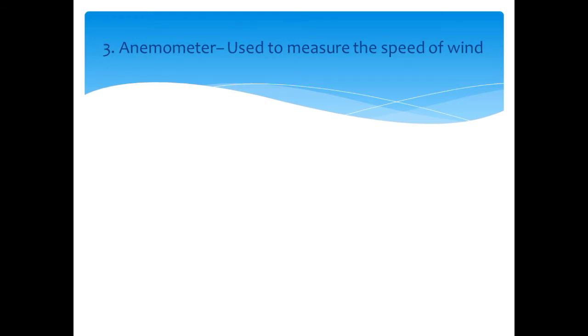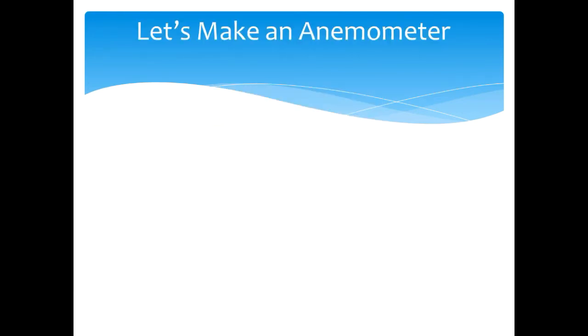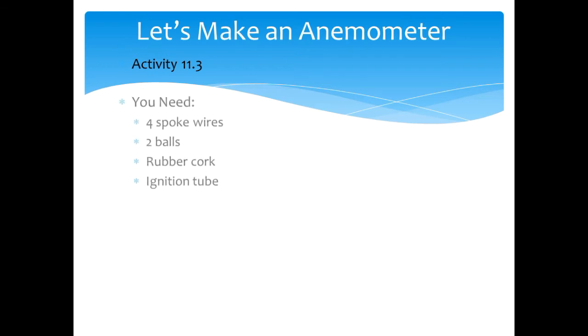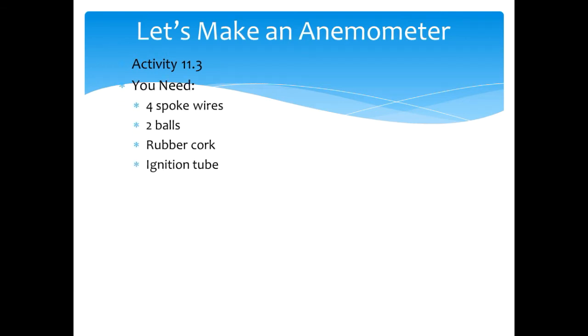Anemometer. An anemometer is used to measure the speed of wind. Let's make a simple anemometer. Activity 11.3. You need 4 spoke wires, 2 plastic balls of 2 colors, a rubber cork, and an ignition tube.